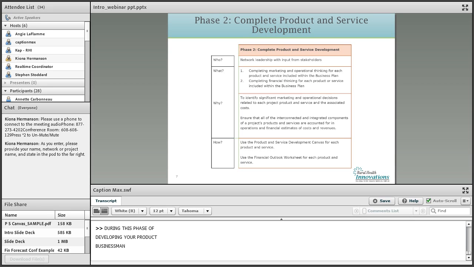There's no way to shortcut this work. Each service needs to be fully developed where you've thought through and documented each of the ways of thinking, strategic, marketing, operational, and financial, related to that specific product or service. By doing this careful work, you're ensuring that all of the interconnected components of your services are accounted for in both the operational and financial estimates.